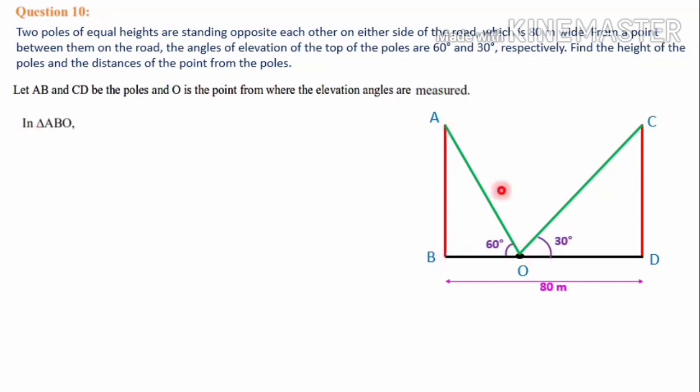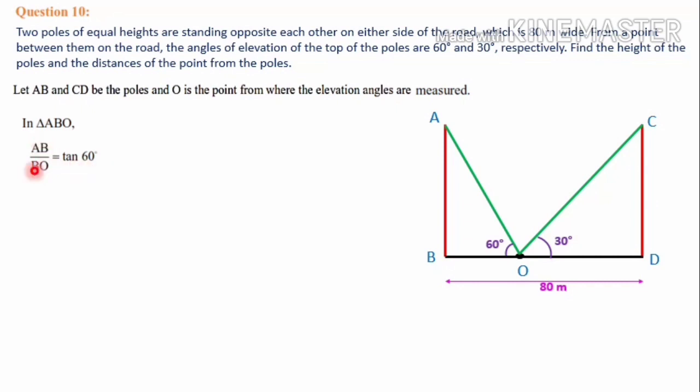In triangle ABO, with respect to this angle 60 degree, AB is the opposite side and BO is the adjacent side. AB is the required length. BO separately is not given, but BO and OD together length is given, 80 meter. So BO is also useful for us. With respect to this angle, AB is O and BO is A. O by A relation is tan. So AB by BO is equal to tan 60.